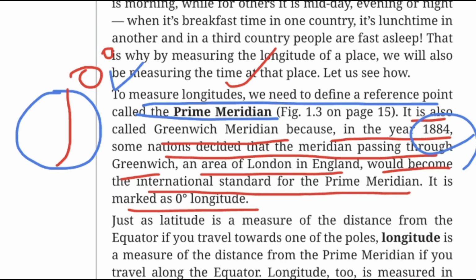Actually there are a lot of meridians, isn't it? A lot of lines connecting the north and south pole. One of them is called the Greenwich meridian, the one passing through Greenwich in London. That particular meridian we consider as the base, as 0 degree longitude. It is called the prime meridian or Greenwich meridian. Why Greenwich meridian? Because it passes through a particular place called Greenwich in London.